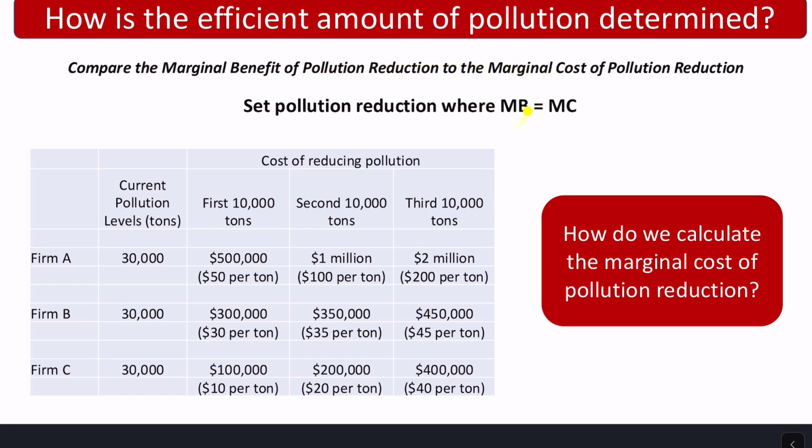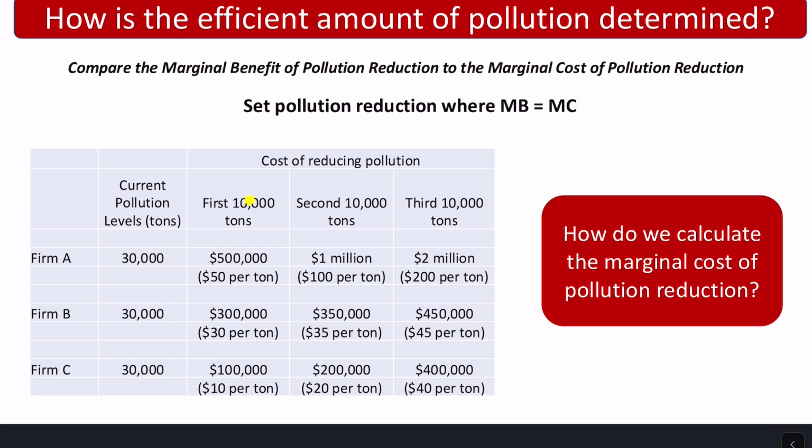Calculating where that marginal benefit side comes from is a little bit beyond the scope of this course, but we can get through how we think about the marginal cost of reducing pollution relatively quickly. Okay, so what we have here is a table. We have three different firms: firm A, firm B, and firm C. The current pollution level is that all of them are polluting 30,000 tons.